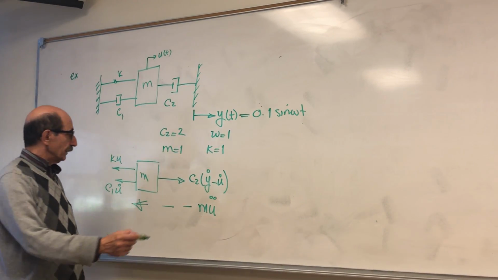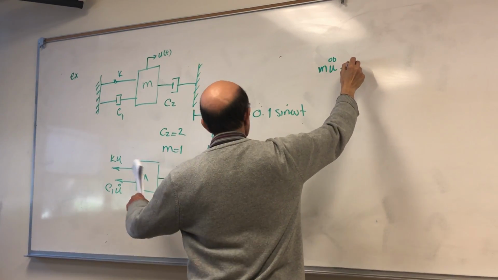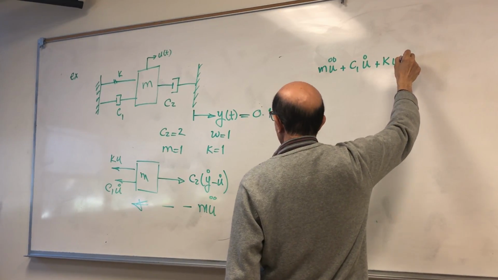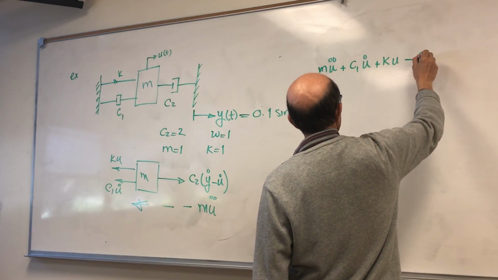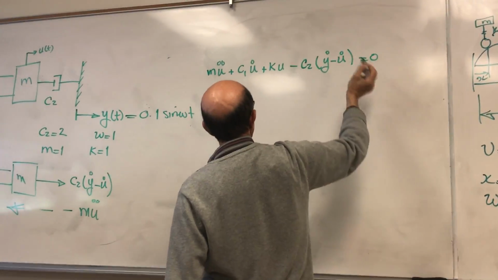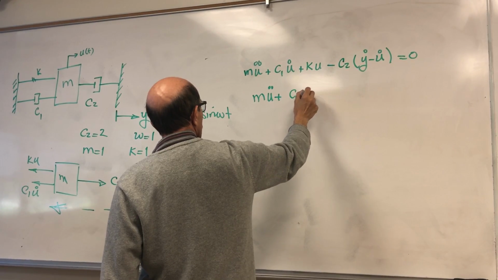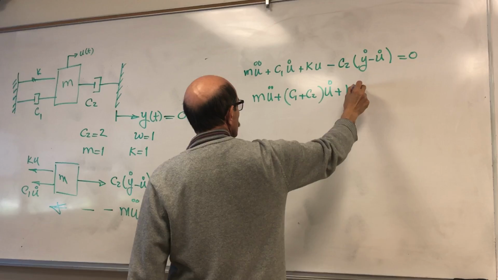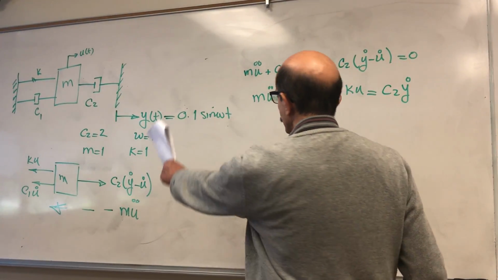So the equation of motion then would be m u double dot plus c1 u dot plus k u minus c2 (y dot minus u dot) is equal to 0. So rearrange this, you get m u double dot plus (c1 plus c2) u dot plus k u is equal to c2 y dot. c2 is given as 2.